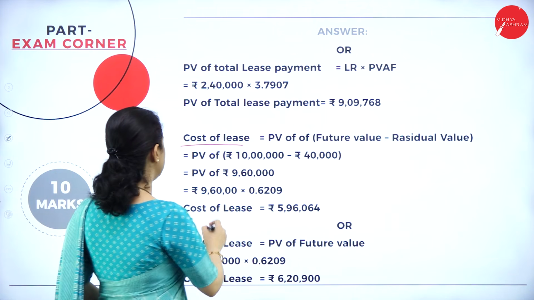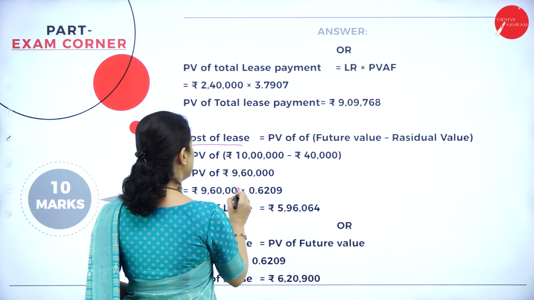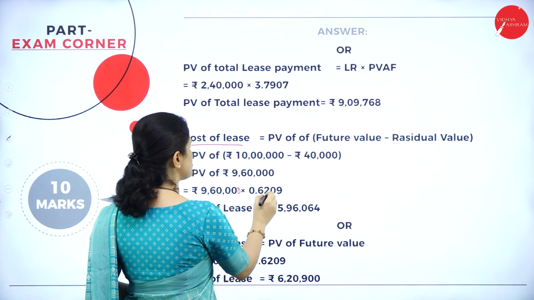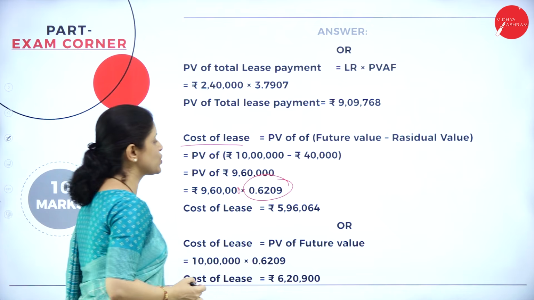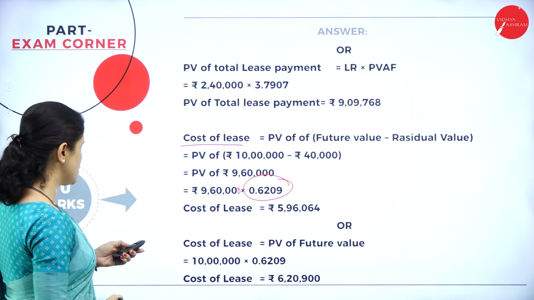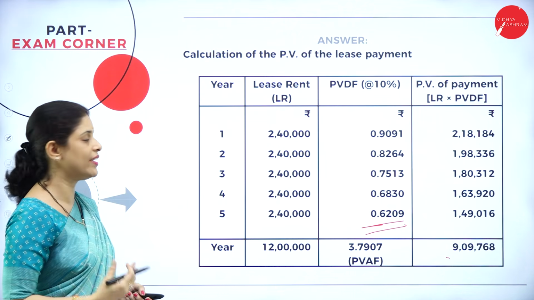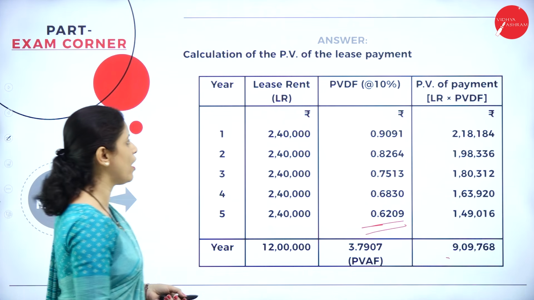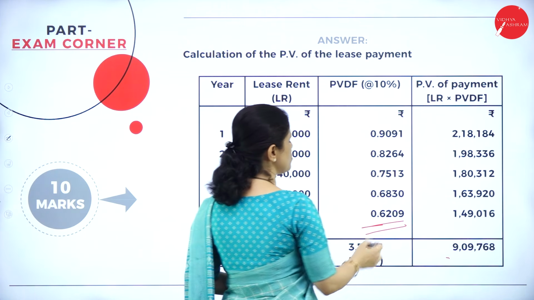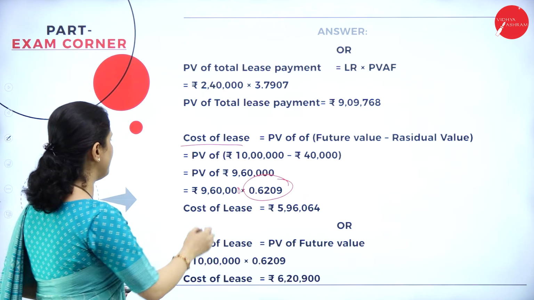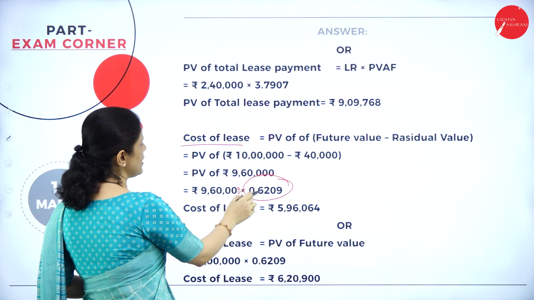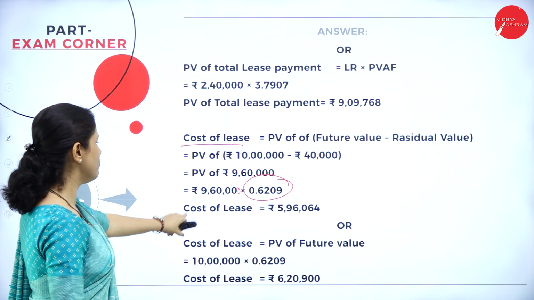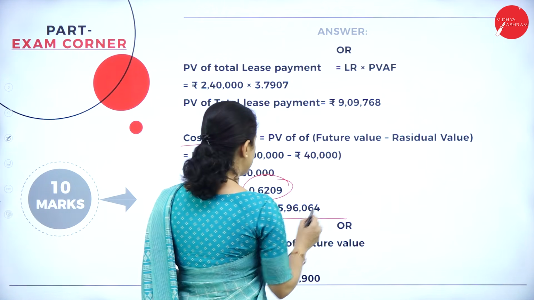9,60,000 into 0.6209. So where did we get this 0.6209? That is the PV factor of the 5th year. How much is that? 0.6209. So whenever we multiply 9,60,000 into 0.6209, then we will get the cost of lease.